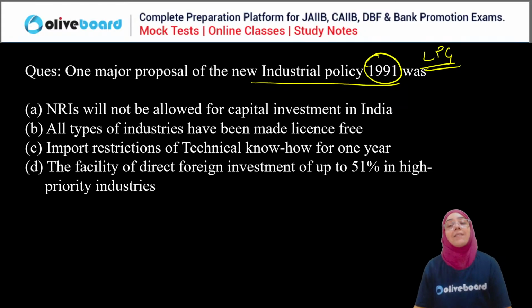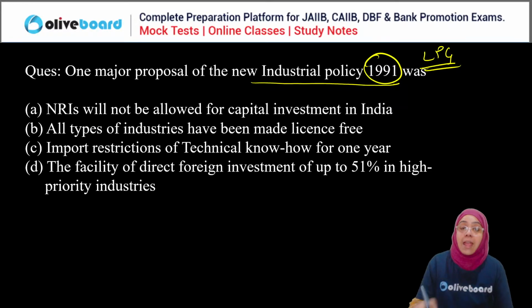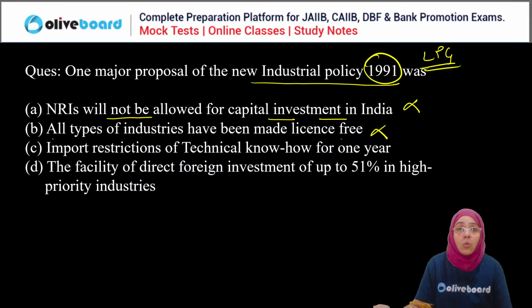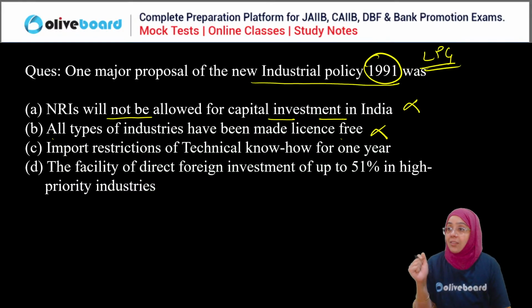When you don't know the answer, just try to judge the other statements. First, NRI will not be allowed for capital investment in India. First, globalization allows MNCs into India. All types of industries made license free. No. Liberalization has made industries license free, but there are still licenses in some sensitive industries like defense.